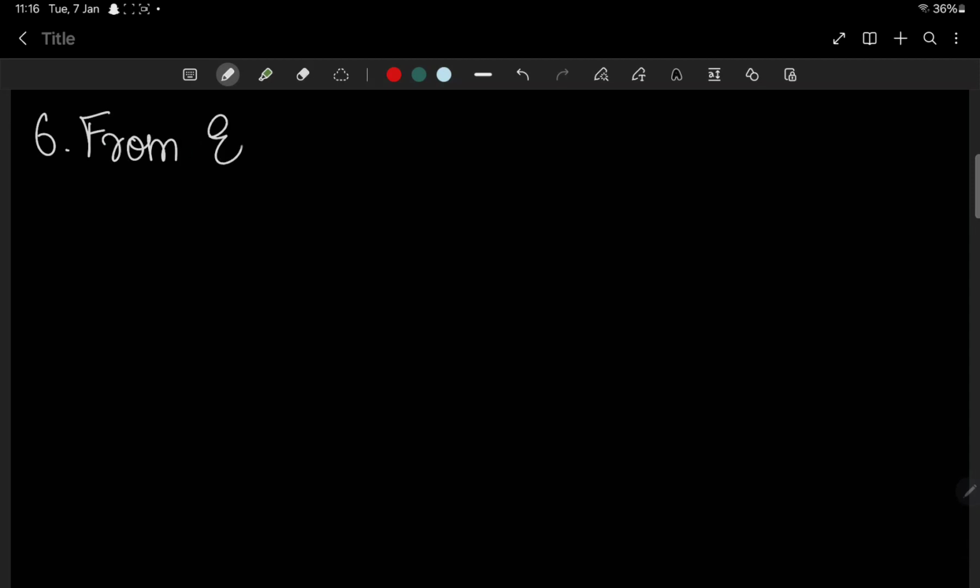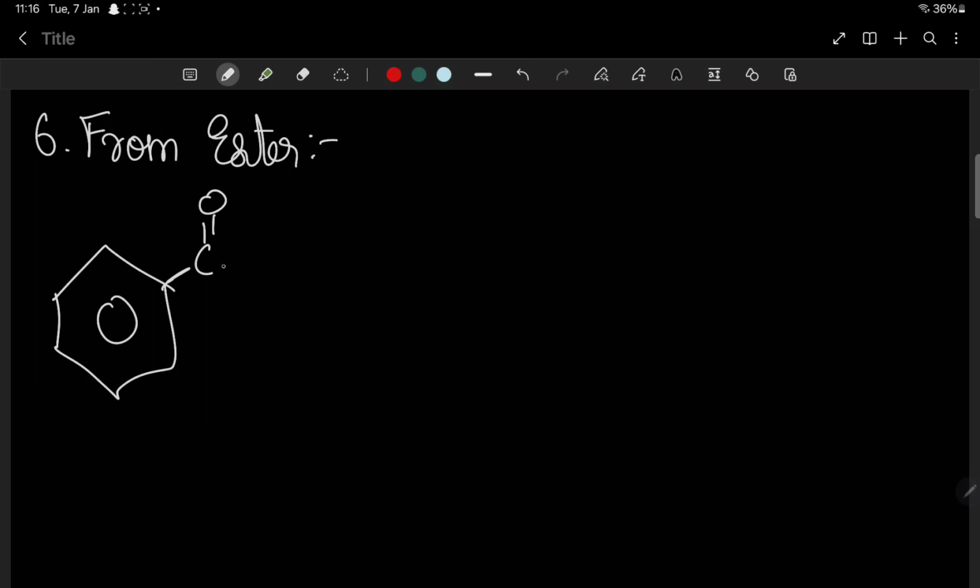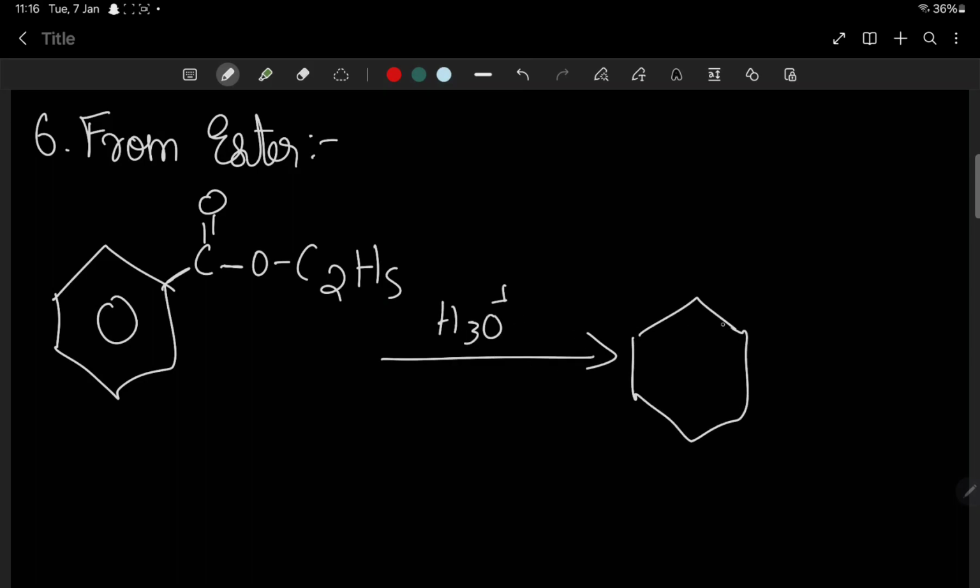So once again, this ester has come. Ester is also an acid derivative. So whenever we hydrolyze an acid derivative, we get the acid. Take ester, that is C double bond O with OC2H5, something like this, and hydrolyze with H3O plus. We get COOH plus C2H5OH.